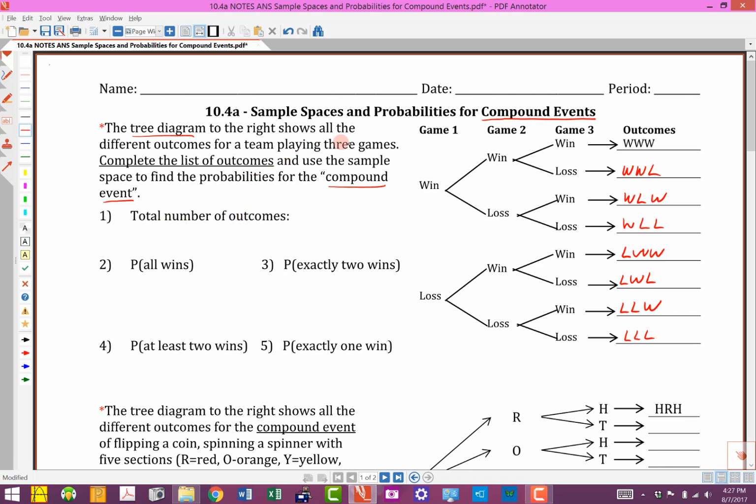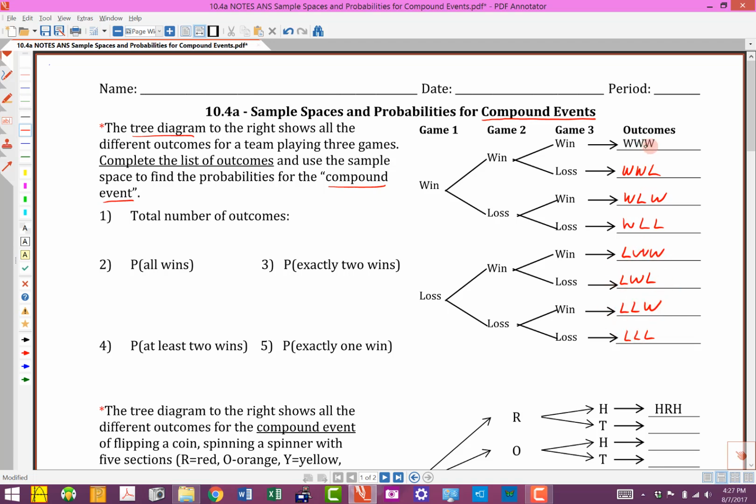So when this team plays in this tournament, there are actually 8 different outcomes. You can count them, 1, 2, 3, 4, 5, 6, 7, 8. There are 4 up here that start with a win in the first game and 4 down here that start with a loss in the first game.